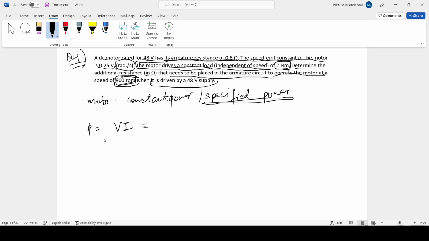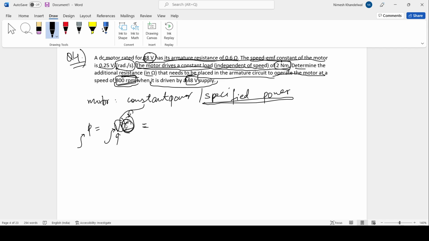If you have a specified V and you want to change the power of the motor, you need to change the current. Either you change the voltage or the current, but the voltage in this case is fixed, because the motor is rated for 48 volts and we have supplied 48 volts. Above this, the motor will get damaged. So the only thing that we can change is our current. So how do we change the current?